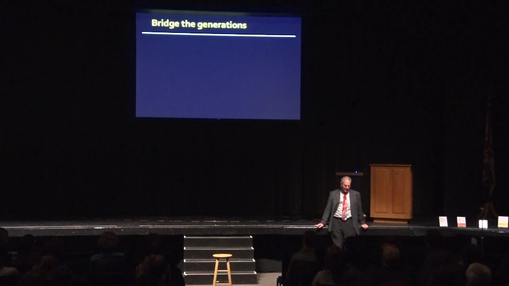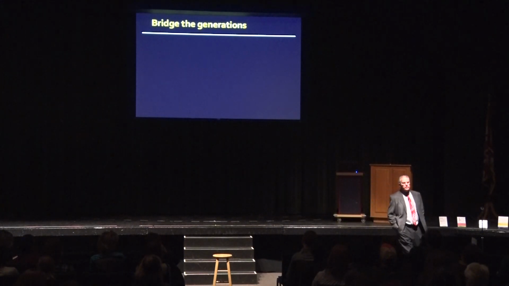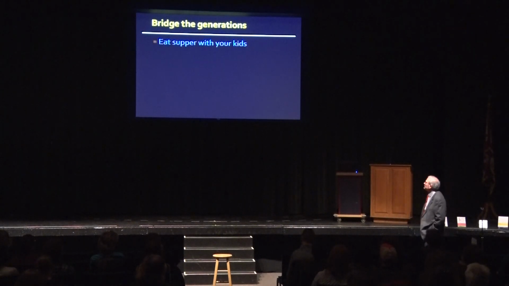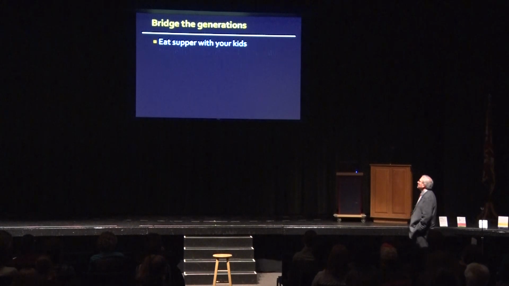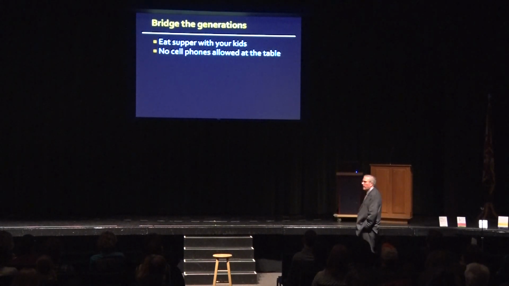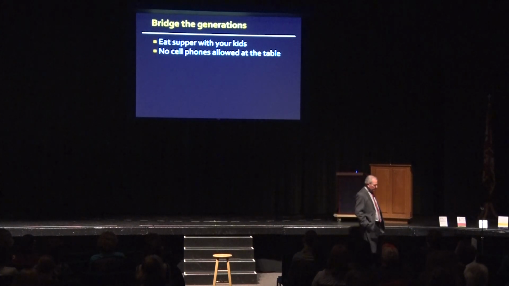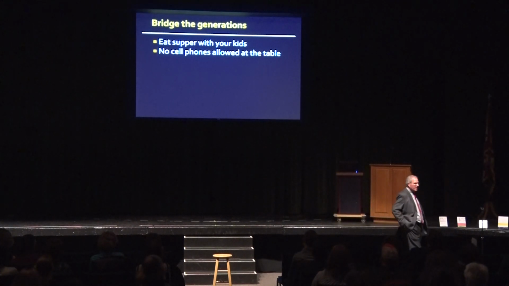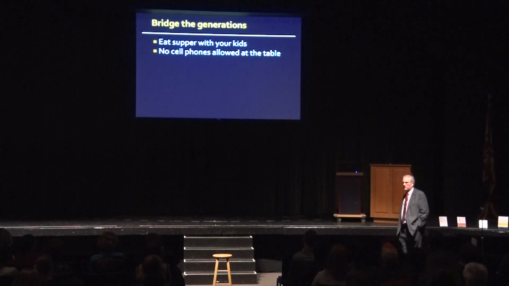So we began this evening by talking about Robert Putnam's finding that bonds across generations have been broken. What can you do about it? You have to restore the bonds. Eat supper with your kids. No devices allowed at the table for parents or for kids. You have to communicate to your child, hey, you are the most important thing in my life right now. The phone can wait.